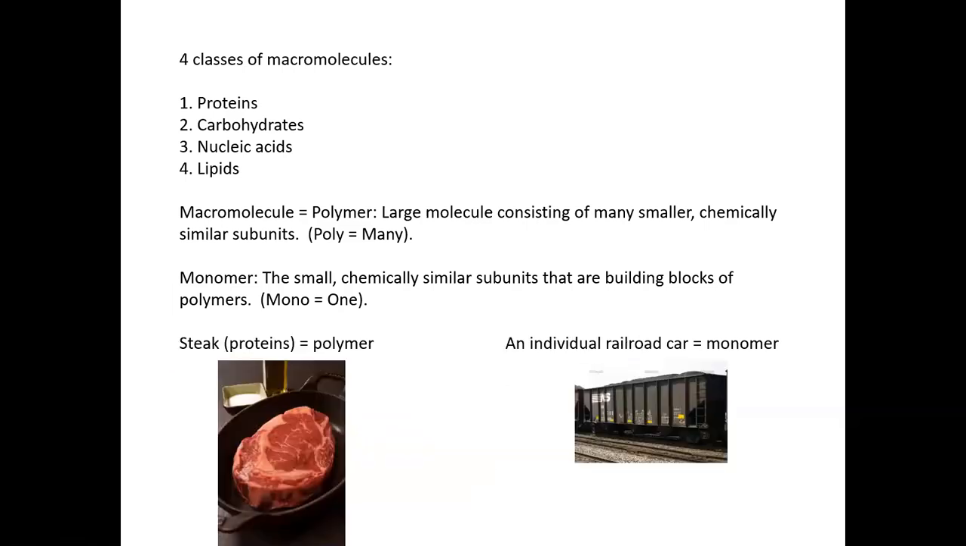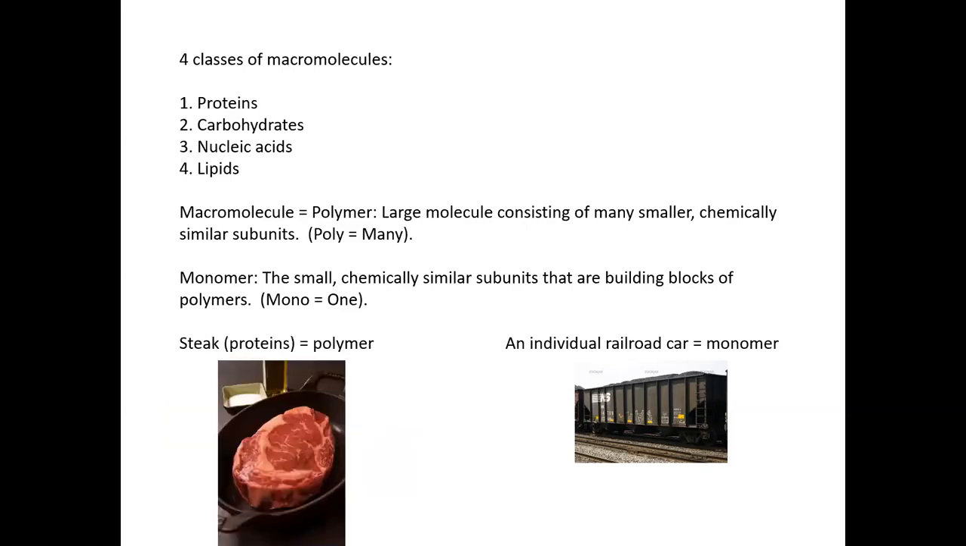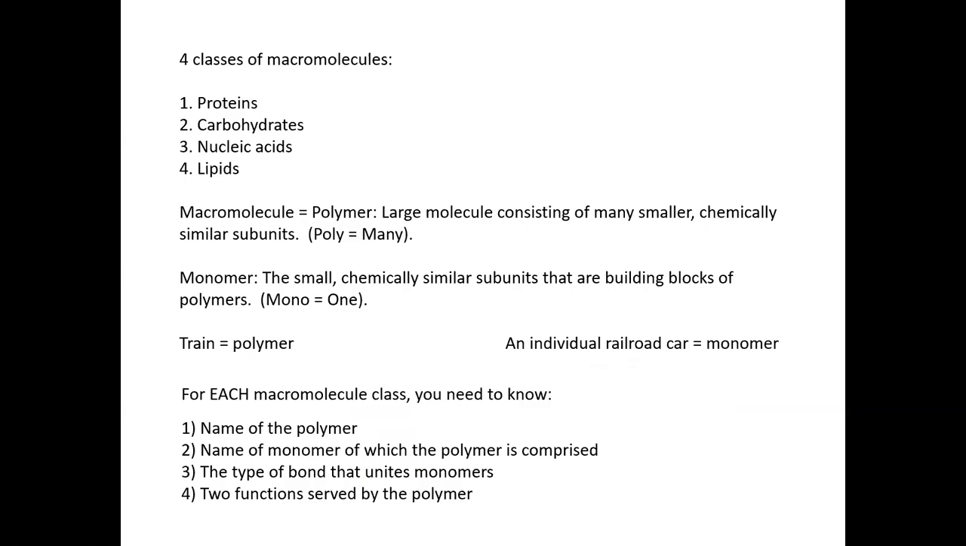And the other thing that we know is that this train would not be a train were it not for the fact that there were linkages that hold those cars together. So that's also going to be important as we go forward. So, steak, monomer. So what we're going to do then is go through each of these macromolecule classes.